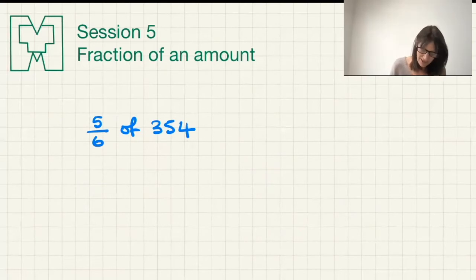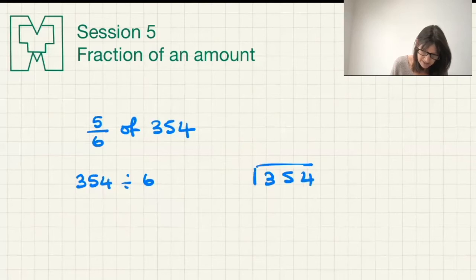Okay, here we go. So 354 divided by 6. Okay, I know I don't know the answer to that. So into the bus shelter. 6s into 3. Nope, don't go. Carry the 3. 6s into 35. So you have to work that out, obviously. And the answer is 5. Okay, 6 5s are 30. That leaves me 5 left over.